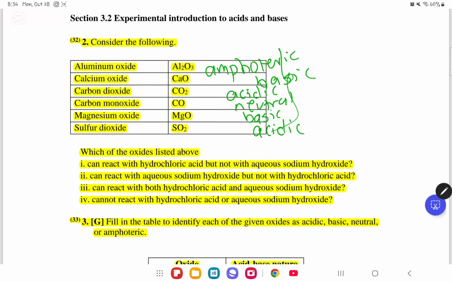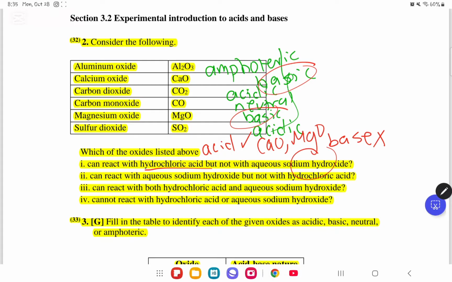Alright? So now they're telling us which of the following can react with hydrochloric acid. So they can react with an acid, but not with a base. To react with an acid, but not with a base, it has to be basic. So the only two that are basic are CaO and MgO.